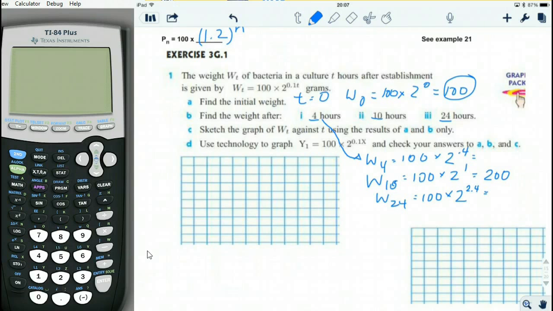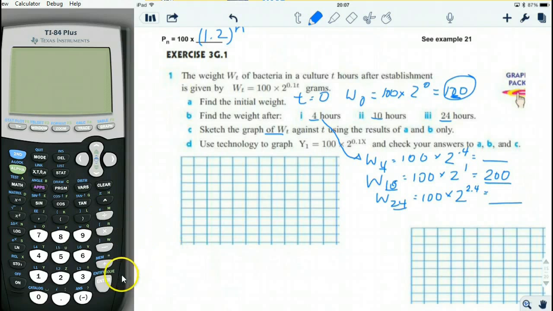Okay, and then sketch the graph of W_T against T using the results of A and B only. So we have 4 points. We have 0, 100. We have 4, something. We need to figure that out. We have 10, 200. We have 24, something. We need to figure that out too.